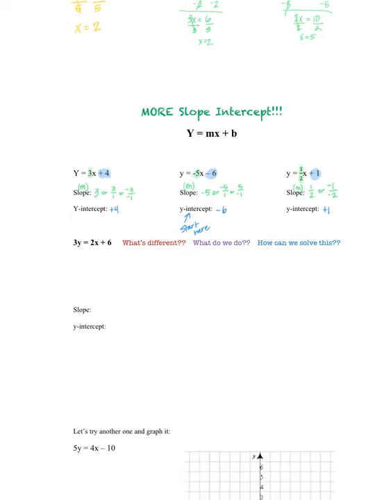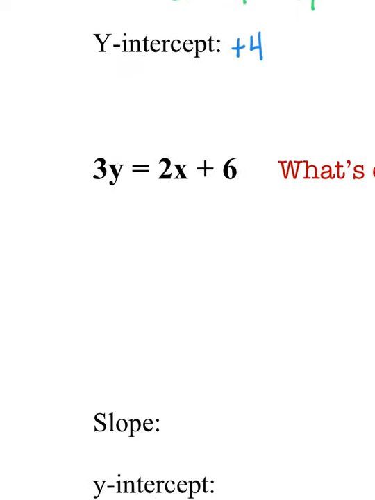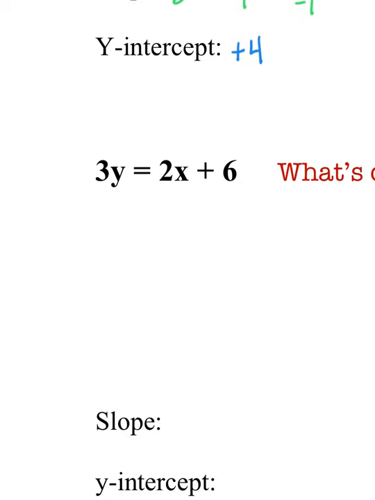Let's put this all together. So now we have this equation, and we want it to be in y equals mx plus b form. y has to be by itself before we can graph it. So we have to get it into y equals mx plus b with y being by itself. So what we have to do here is we have to get rid of this 3. And we're going to do that because y and 3 are being multiplied.